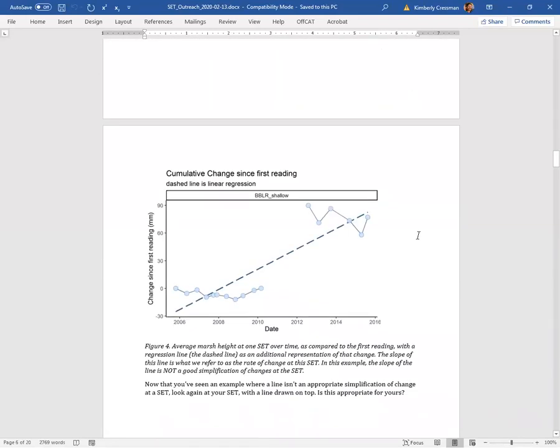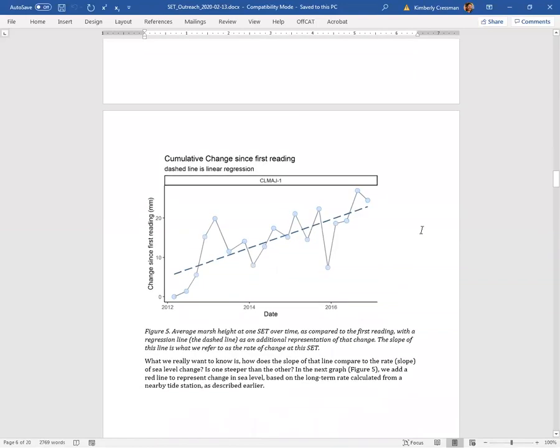Then we add just a linear model over the top of it, because when we generate this rate of change for a set, we're simplifying all of these measurements down into a number, a rate of change, and that's the slope of this line.